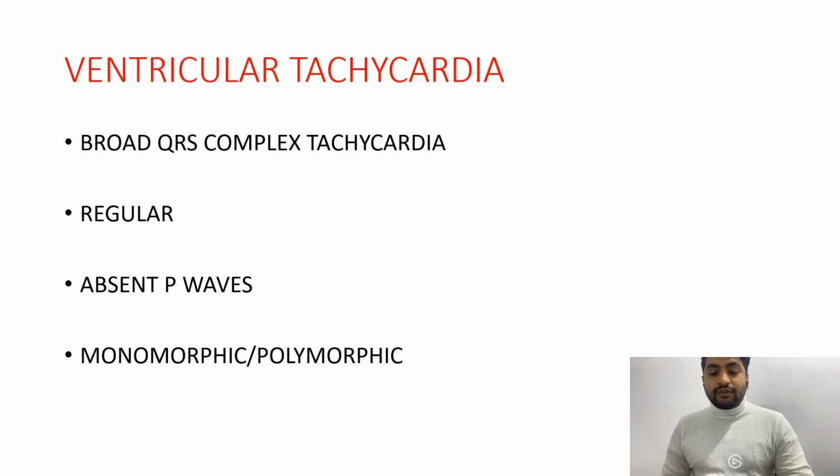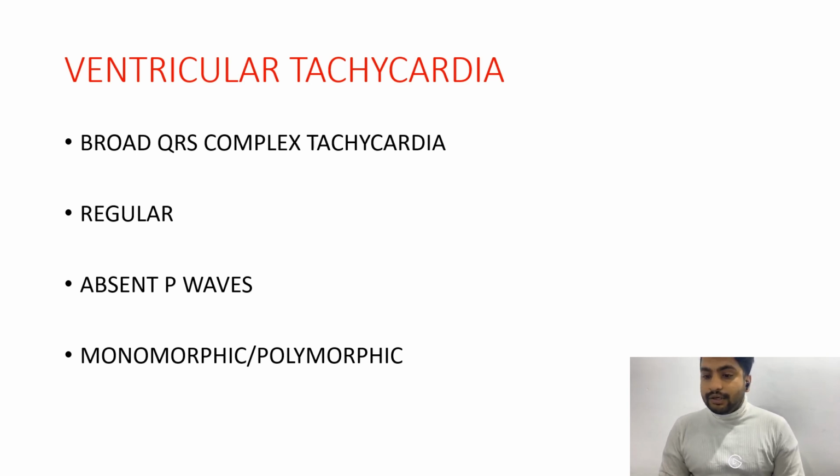So first of all, we will start with ventricular tachycardia. How do we diagnose ventricular tachycardia? On ECG paper, what we have is broad QRS complex tachycardia, differentiated from SVT, that was our narrow QRS complex tachycardia. So this will be our broad QRS complex tachycardia.